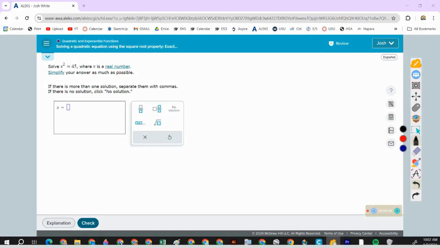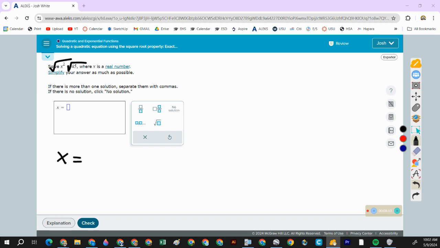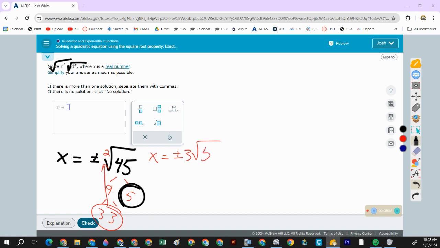All right. x squared equals 45. So I square root, and I get x equals plus or minus the square root of 45. Well, 45 is made up of 9 times 5, 3 and 3. So I'm looking for pairs. There's a pair, so I bring it out. x is equal to plus or minus 3 root, and the leftover is a 5. So plus or minus 3 root 5.